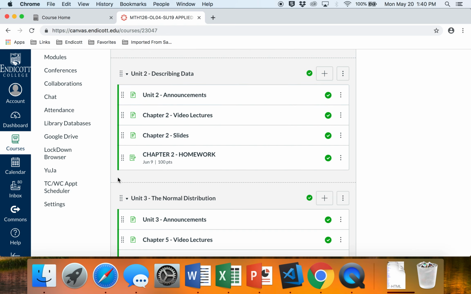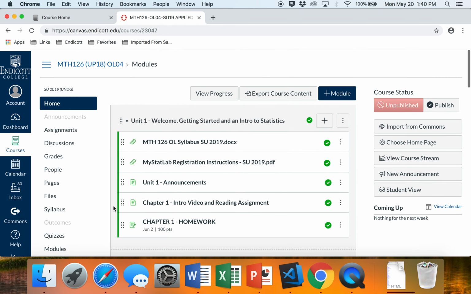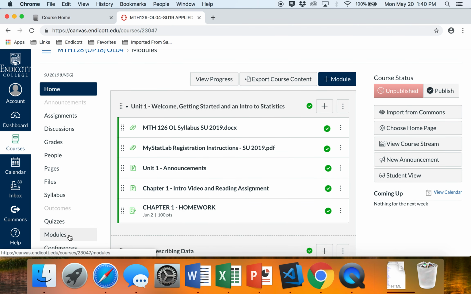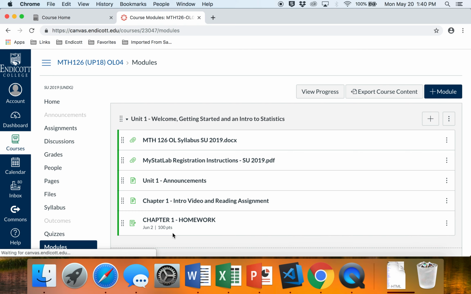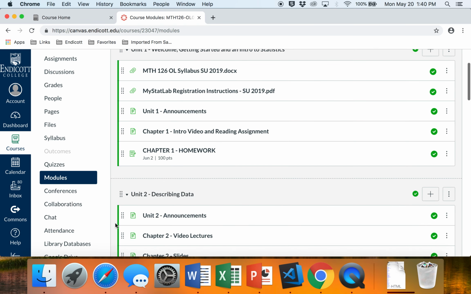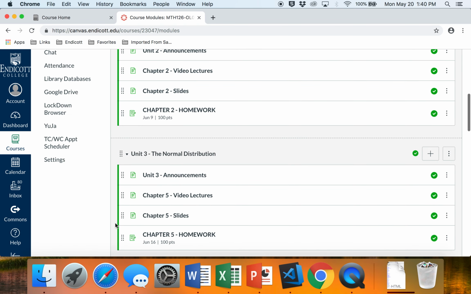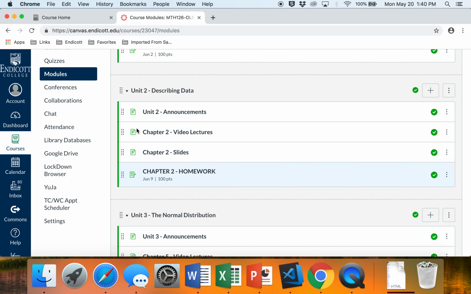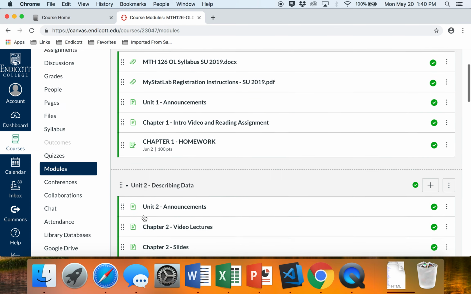As you can see, the course is organized into modules. If your screen doesn't look like mine, on the left here, if you select modules, it'll look like my screen now. I think the default is that it should pop up looking like this, but if it doesn't, just click on modules and you'll see the same thing. I called them units: Unit 1, Unit 2, Unit 3, and so on.